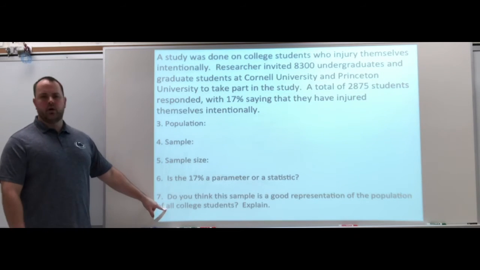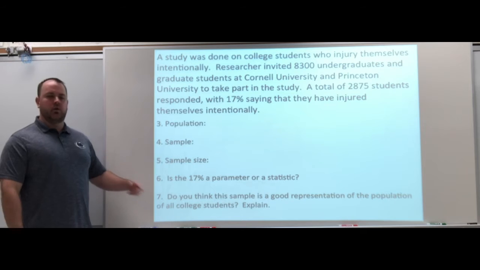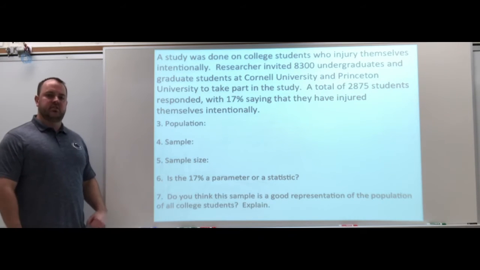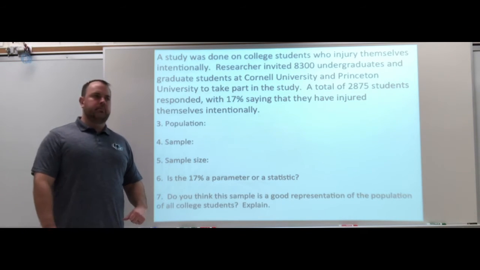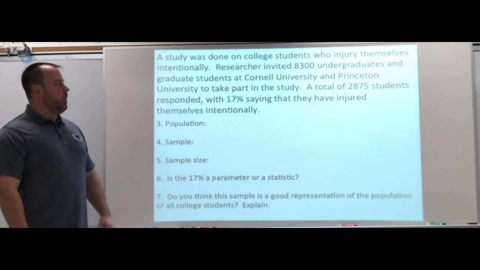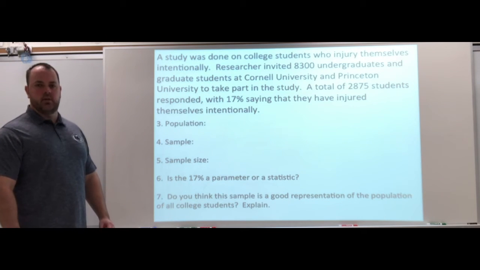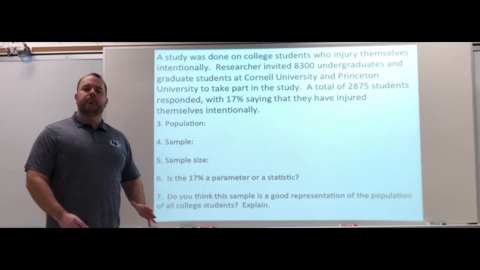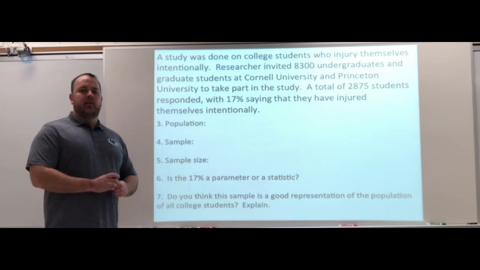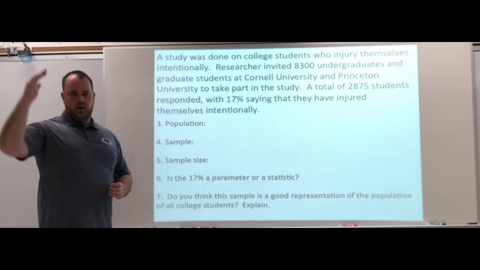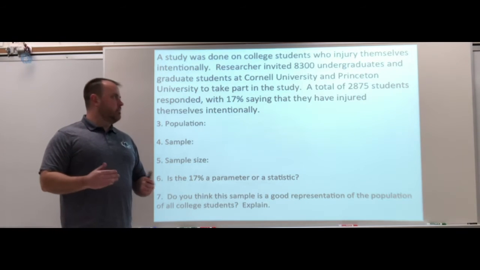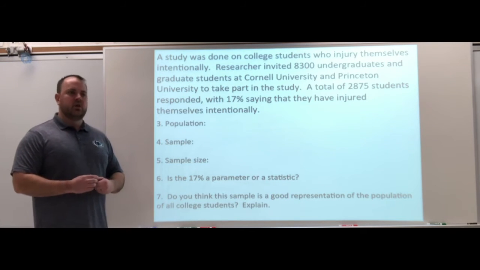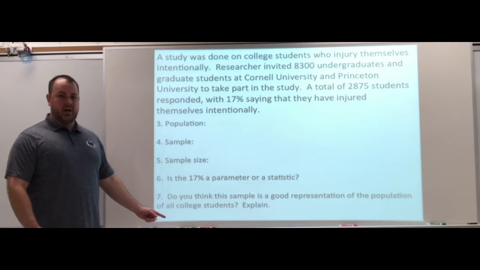So now I want to know, if our population, beginning of this study, was all college students, is this a good representation? Okay? So our sample was undergrads and graduates from Cornell and Princeton. I'm hoping we can agree that Cornell and Princeton, they're not your average schools. They are a higher level. Okay? They are some elite schools to go into. So is this representative of all college students?